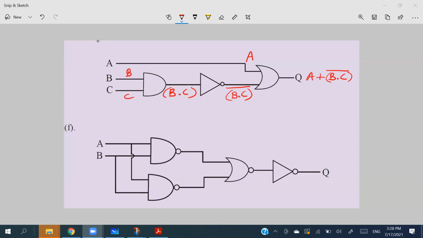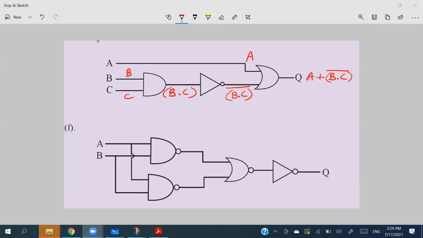Let me see. Yeah, I think first one is correct, second is correct, third is correct, fourth is correct, fifth is correct, sixth is correct as well. Good, well done.